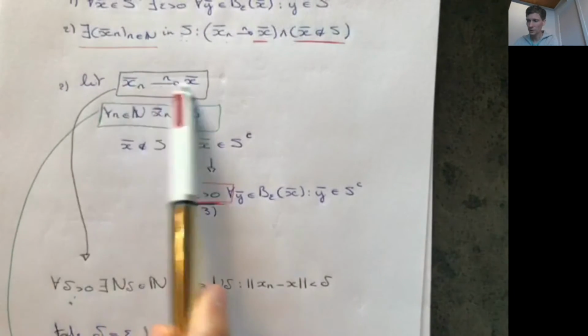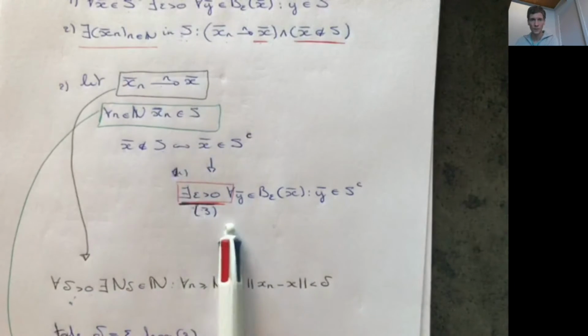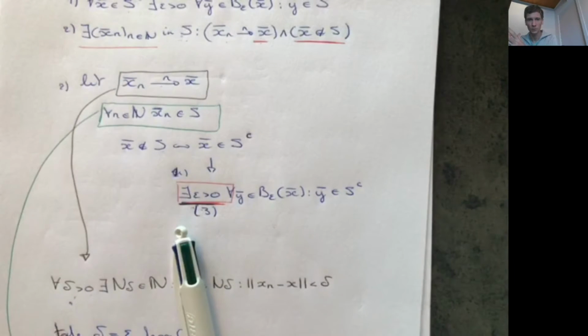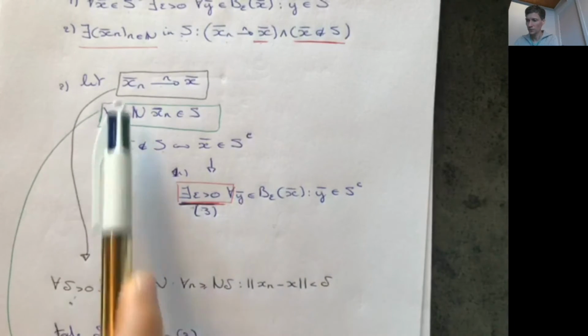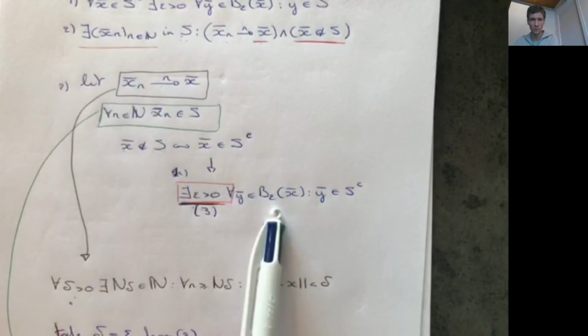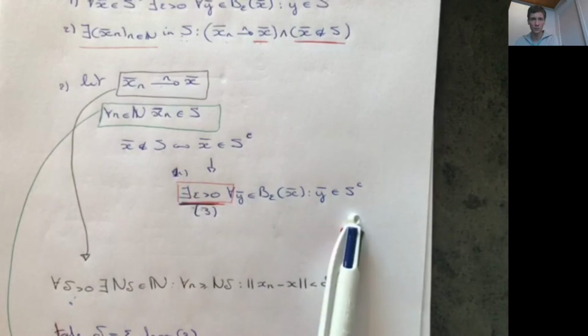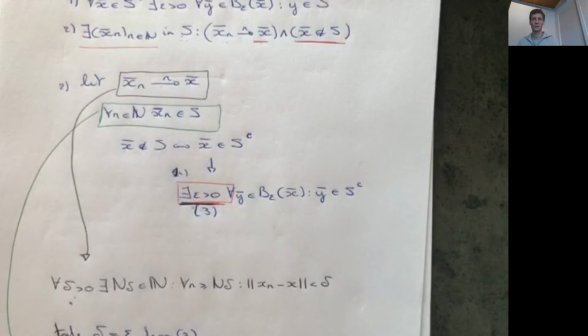But then because this sequence converges to x, at some point it has to become epsilon close. Right? It has to enter this ball of radius epsilon around x. So at some point this sequence entered this ball, but everything inside this ball is in the complement, so the sequence cannot be in S. Okay, so that's the contradiction that we obtain here.